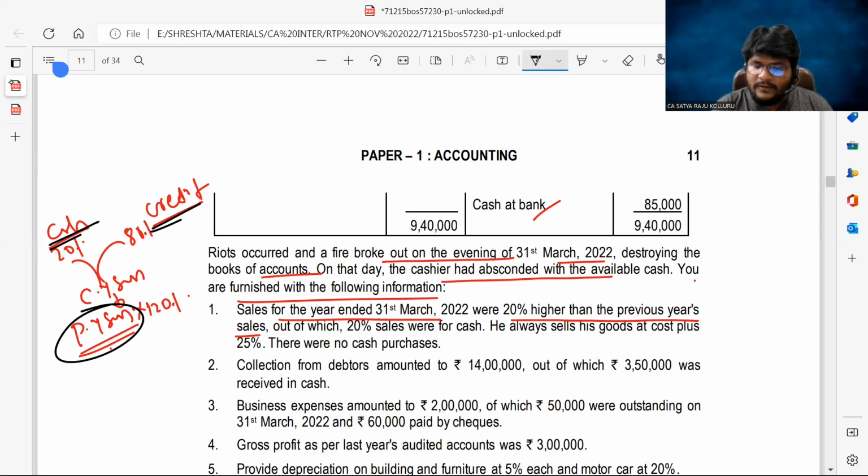He always sells his goods at cost plus 25%. Always means in the current year, in the previous year, and in future also. He is always selling the goods at 25% on cost.